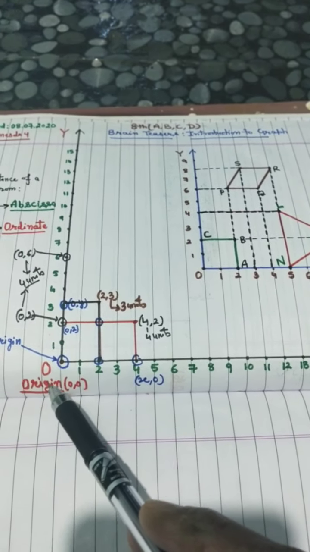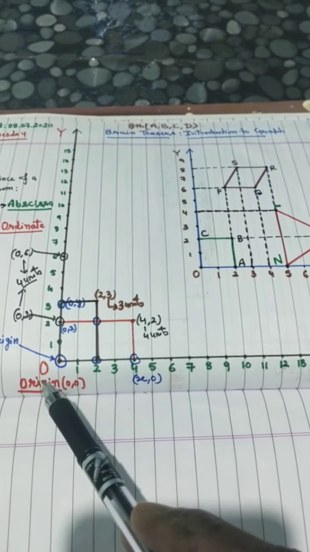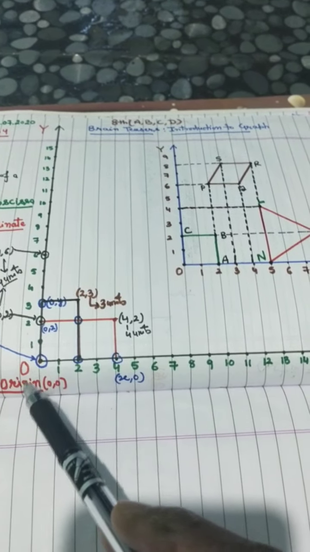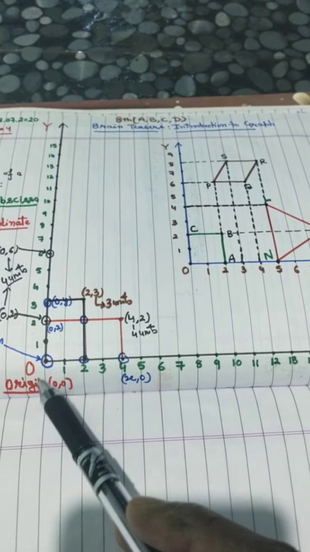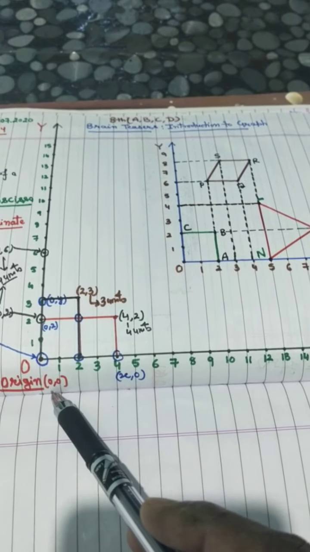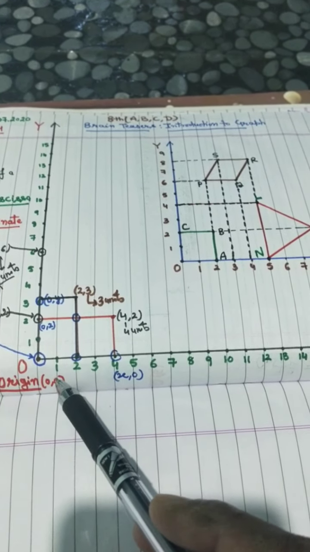O-R-I-G-I-N, origin. Here you only have to name the point. The point is origin. If it asks what the coordinates of the origin are, then the coordinates of the origin are 0, 0. X coordinate is also 0 and y coordinate is also 0.